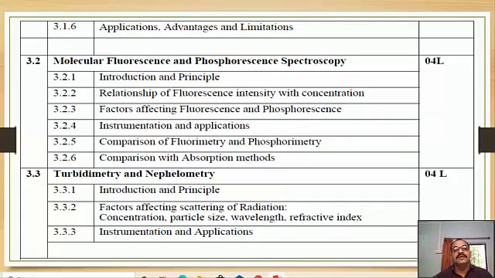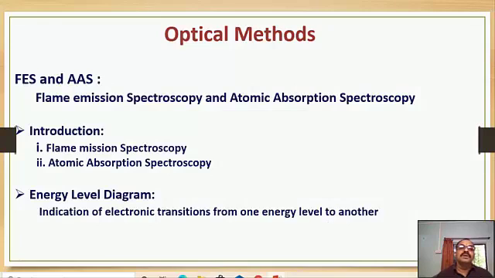Ultimately, the scattering studies such as turbidimetry and nephelometry: introduction of both these methods, principle of both these methods, then factors affecting scattering of radiations such as concentration, particle size, wavelength, refractive index. We have to learn instrumentation of both these methods as well as applications. So let us go through FES and AAS, flame emission spectroscopy and atomic absorption spectroscopy.